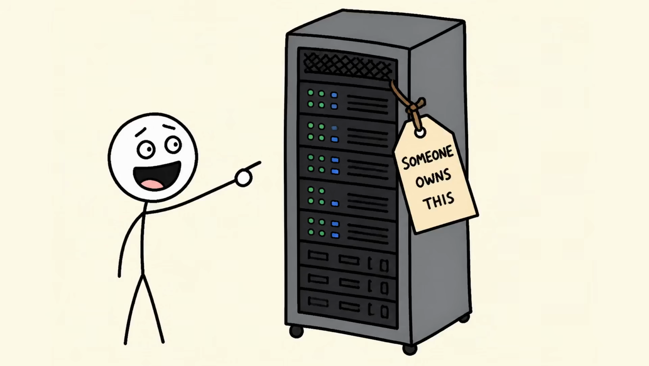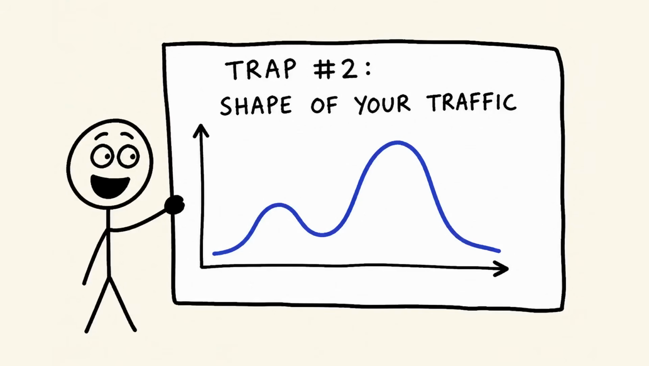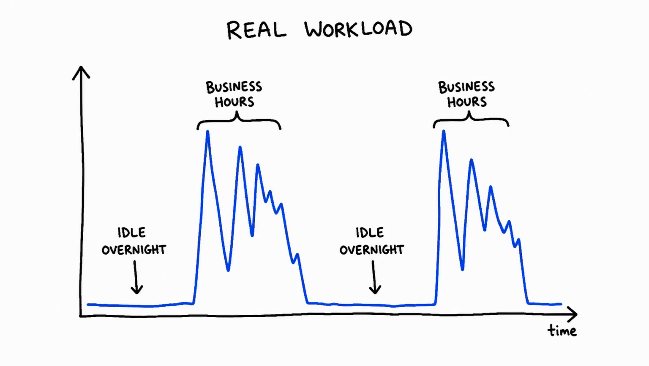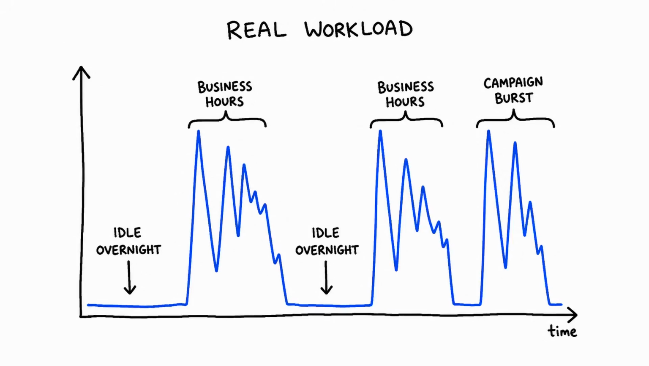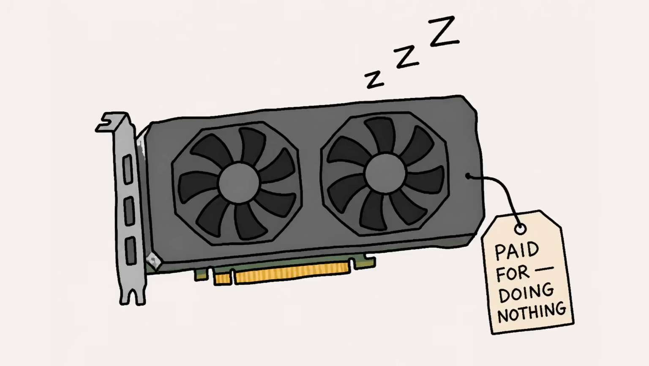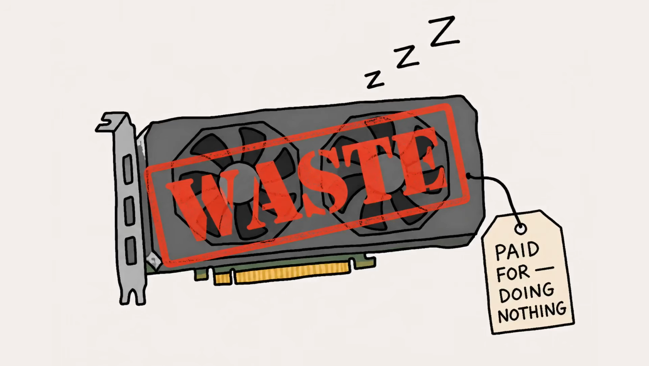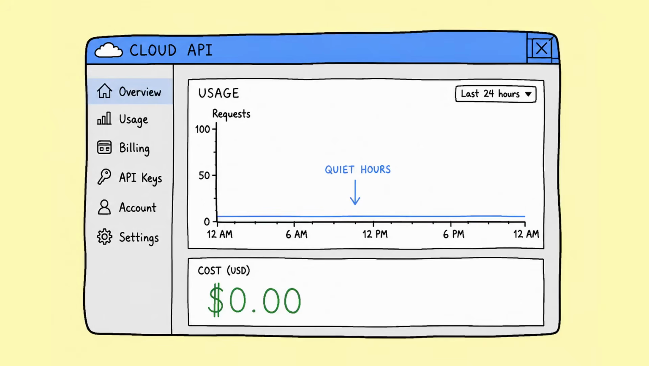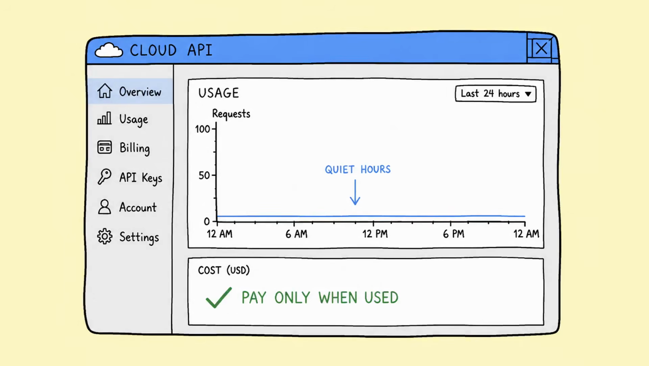Someone still owns it. And the second trap, that's the shape of your traffic. Every crossover number I just gave you assumes sustained load, the GPU pinned above 60% utilization around the clock. And real workloads almost never look like that. They spike during business hours and idle overnight. They burst during a campaign and go quiet after. And idle hardware is pure waste. You paid for that GPU whether it's working or not. So the cloud's killer feature is you pay nothing for the quiet hours.